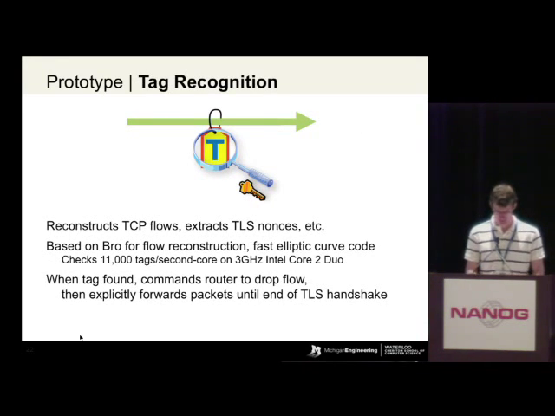And so the tag recognition is the thing that's sort of below the flow diversion and gets to see all of the packets going through if it can keep up with it, and command the flow diversion to, yes, this is a Telex flow, I'd like to look at this more closely. And so that has to do all the deep packet inspection, the TCP flow reconstruction, the extracting of the TLS nonce, and et cetera, et cetera.